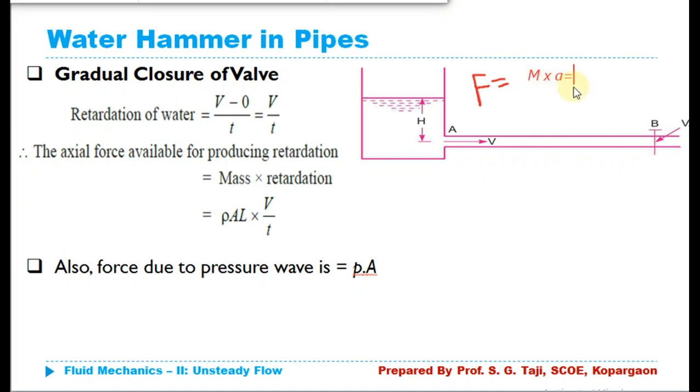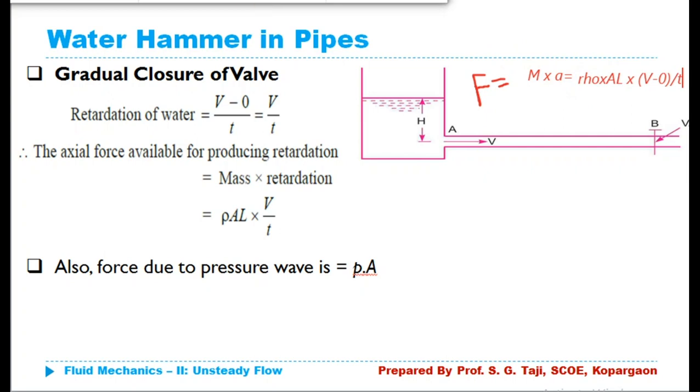Now in our case, there is no acceleration, there is retardation of the flow. Retardation can be calculated as initial velocity minus final velocity divided by t. So I can calculate here mass, which is given by rho multiplied by A multiplied by L, that is our mass, multiplied by our retardation. Retardation will be given by the change in velocity, initial velocity minus final velocity, divided by time. This is our retardation.